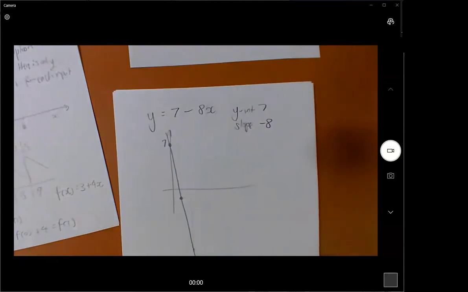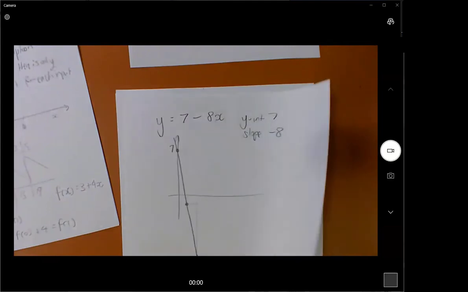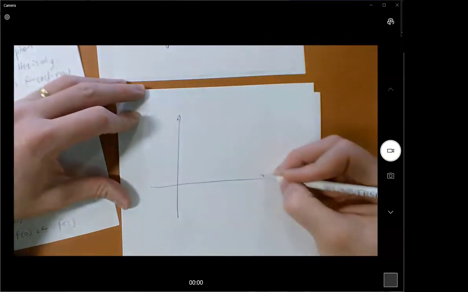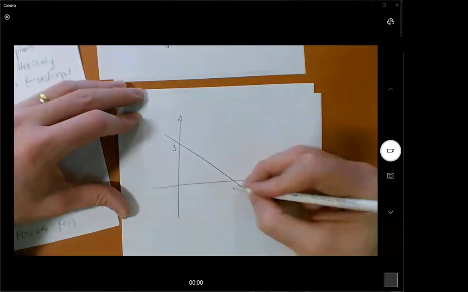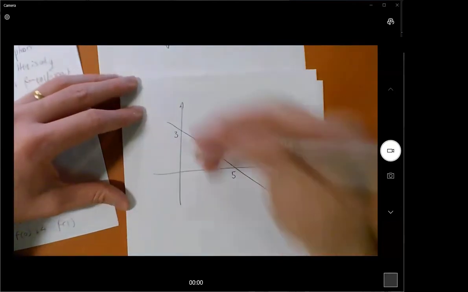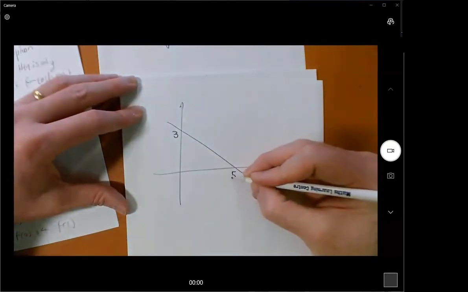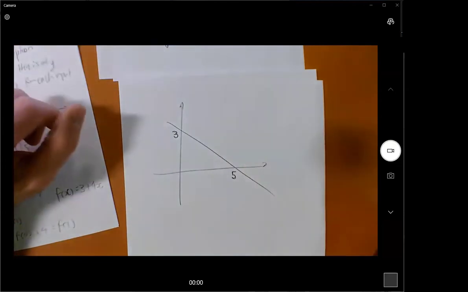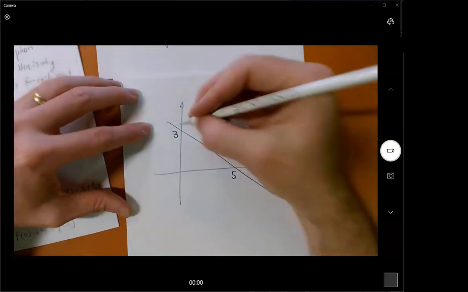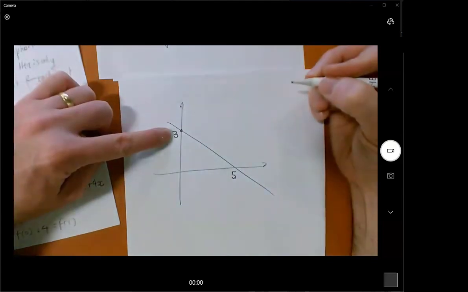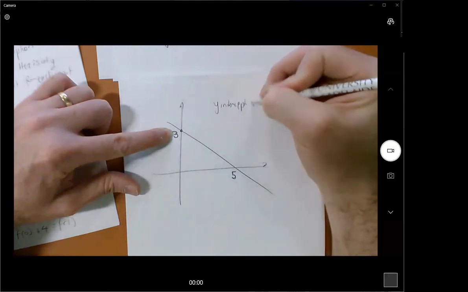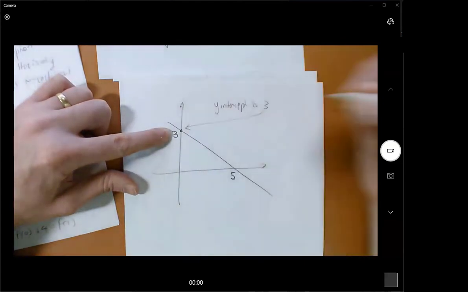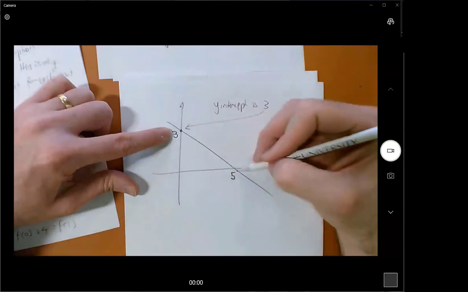You can say, if I had like a random line, something like that, that's a 3 and a 5. So I had a random line like that. I could say, just a second, I know that the y-intercept is 3. And I know that when it goes across 5, it goes down 3.